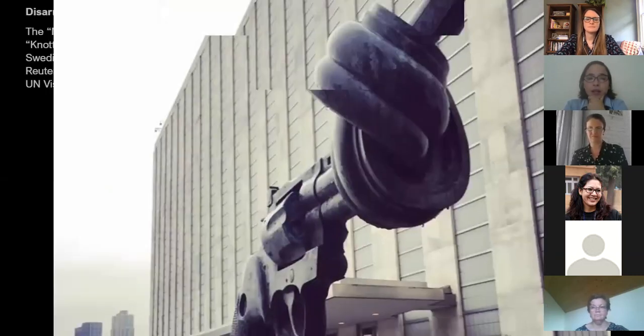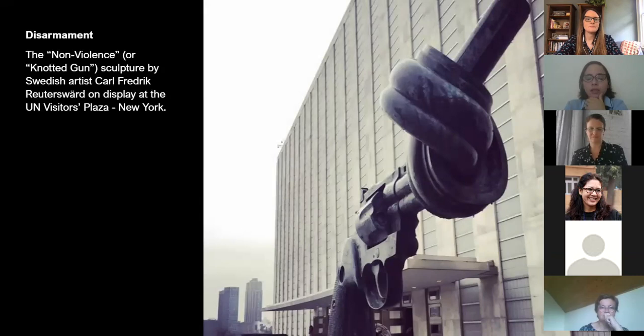And one kind of issue that the General Assembly has been tackling is disarmament, how to make sure that countries have less weapons. This is the artwork you can see in the entrance. This is the entrance to our complex. So the very famous nonviolent sculpture.